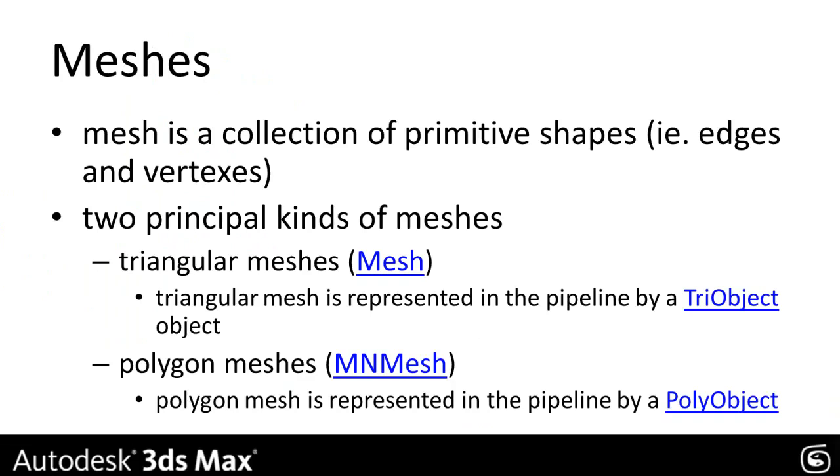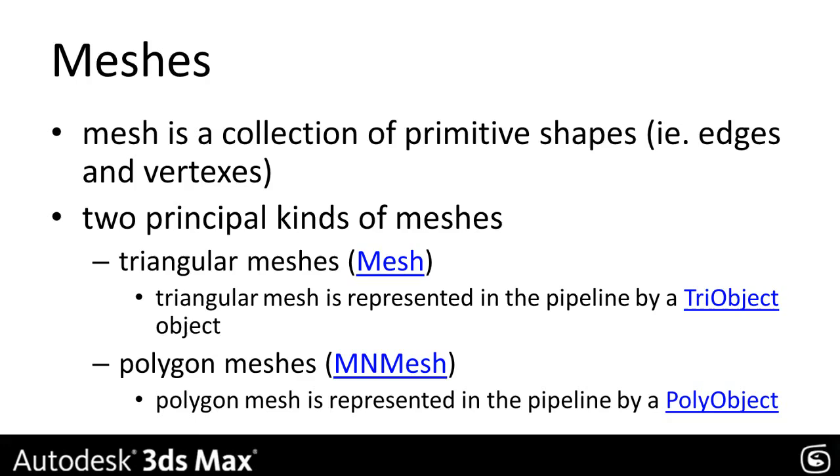So the next section is about meshes, and meshes are really the root of all the geometry within 3ds Max. So most of the time you're going to be working with this object type. So we're going to spend a little bit of time talking about how to work with meshes. First of all, the definition is that it's basically a collection of primitive shapes. So basically edges and vertices. Those are the two fundamental data structures that make up a mesh. So there are 2 principal kinds of meshes within 3ds Max, and the most common is the triangular mesh or tri-object.